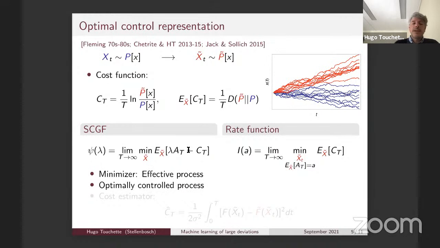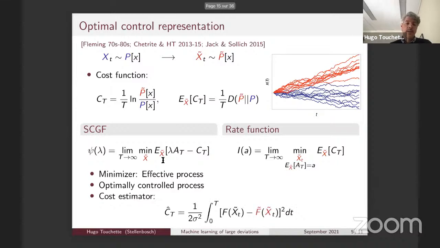Now, we know what the minimizer is. We know what the optimal change of process is. That's the effective process. That's the fluctuation process I mentioned before. And so you can view the fluctuation process as being a control process. You modify the process in a controlled way, and it's optimal in the sense that it's the one that minimizes the cost to give you the large deviation functions. So this is one way to represent the whole of large deviation theory and the fluctuation process as a control problem.